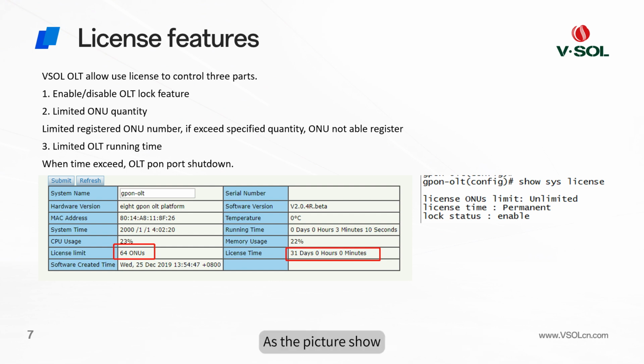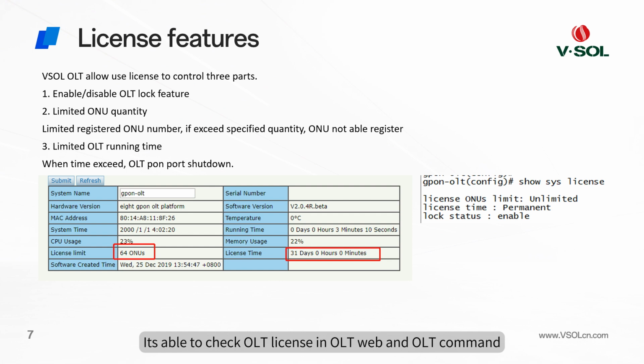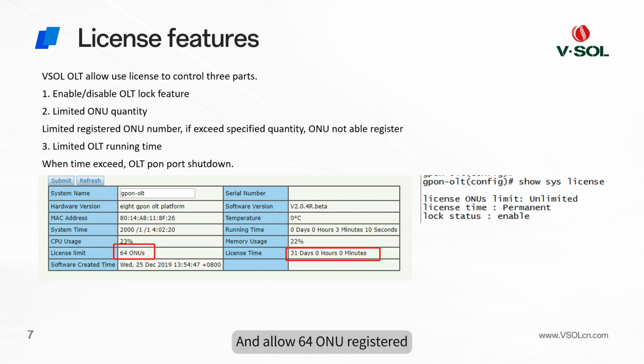As the picture shows, it is possible to check OLT license in OLT web and OLT command. The example picture shows OLT allowed running time is 31 days and allows 64 ONU registered. If OLT doesn't have any limit, it will show unlimited.